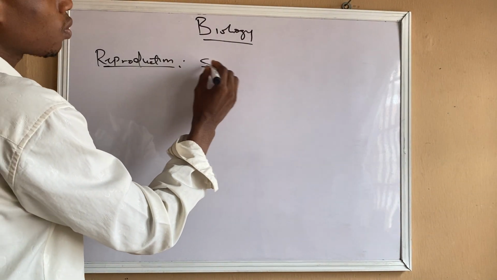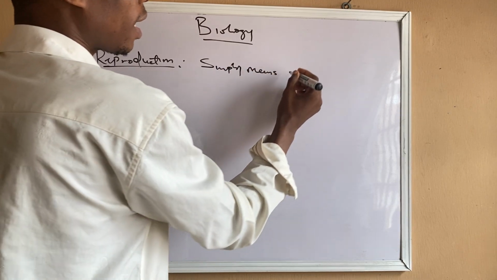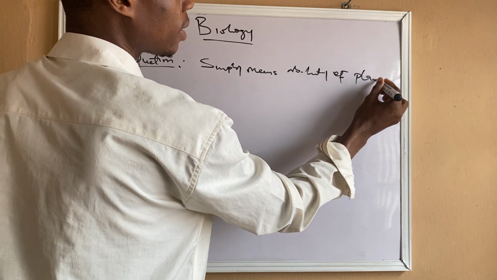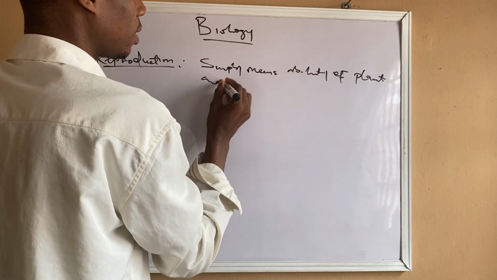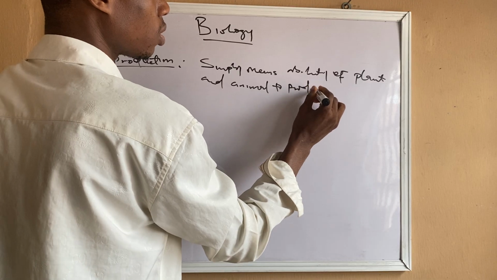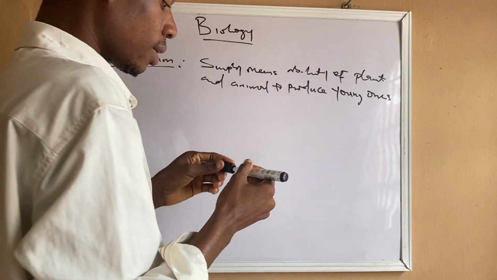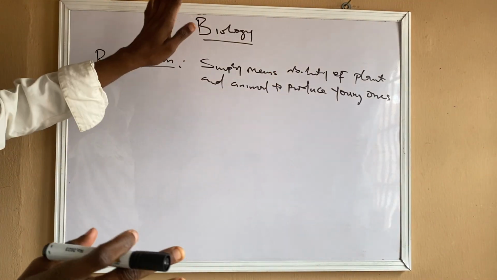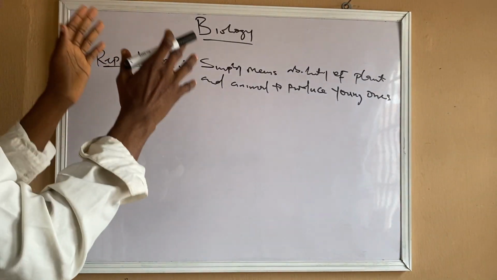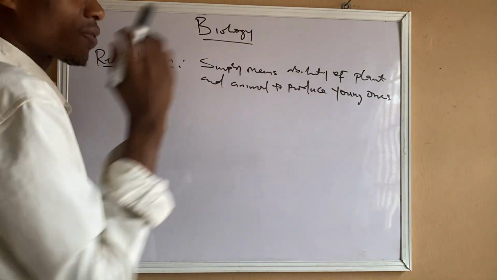It simply means what? Ability of plants and animals to produce young ones, right? That is just the simplest definition of reproduction. The ability of plants and animals to produce their young ones. What do we mean by the young ones? The new offspring. New offspring.